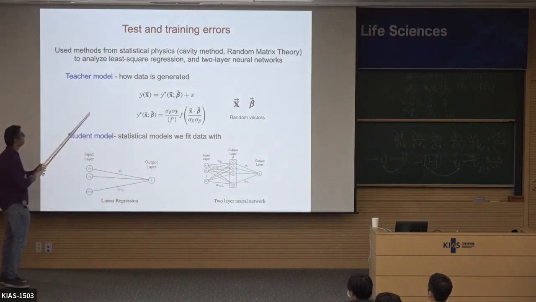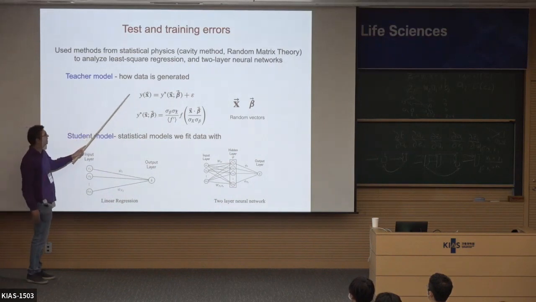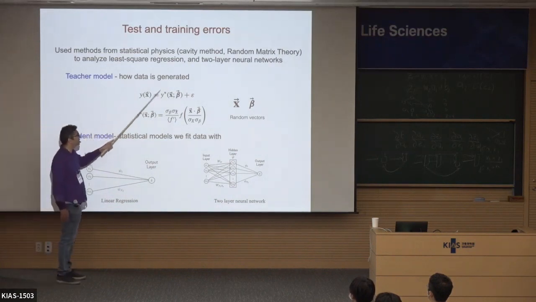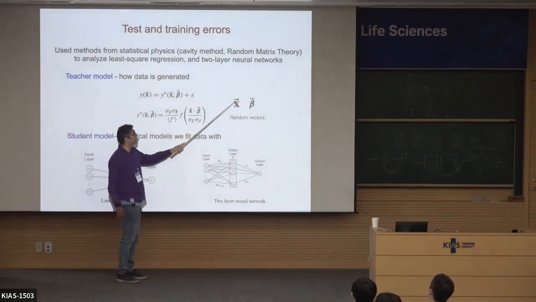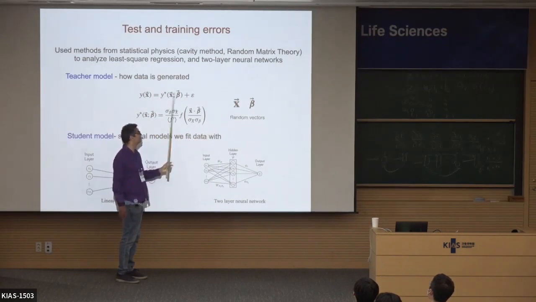So the basic idea is we have a teacher model. This is how we generate the data. The data is generated by some function plus noise, and in the teacher, we're going to choose these features and these parameters to be random vectors.